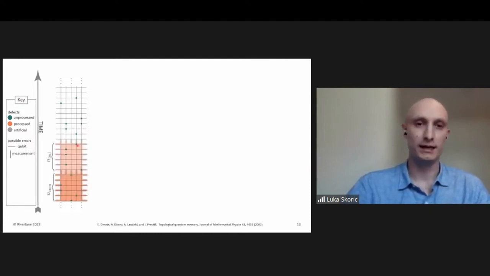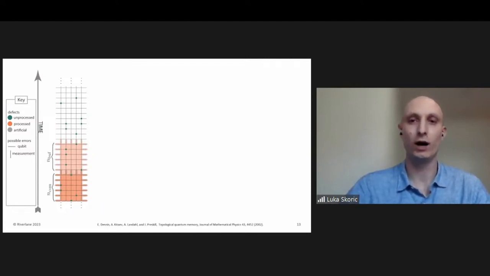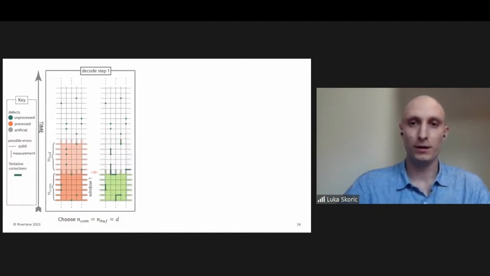So what we do is take a subset of data, or what we call a window. We can decode this window with any decoder and acquire the correction within that window. This can be minimum weight perfect matching or, say, union find. But we cannot be confident about the corrections towards the top of the window because we don't know what defects come after. So to account for that, we split the window into a commit region in which we take the corrections to be final, and the buffer region, which we leave for the next step. So we decode over the whole window, but only commit to the edges in the commit region.